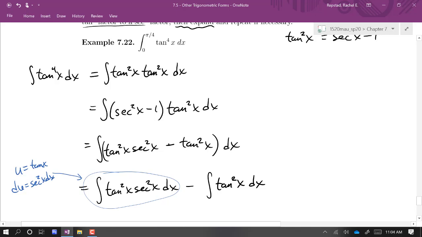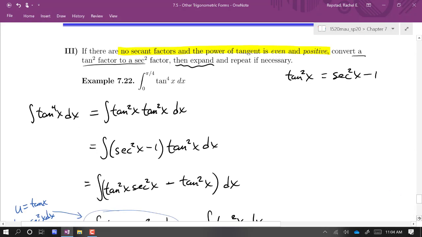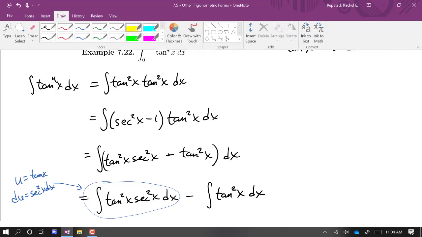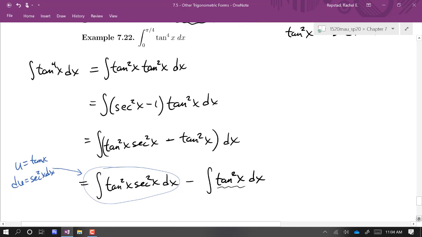The other integral, we have just an even non-negative or even and positive power on tangent. So we're back at the beginning here. It says if there are no secant factors and the power on tangent is even and positive, well, that's exactly the position we're in with the second integral. So we're going to do this again. Sometimes you have to repeat this process, but this factor of tan right here, I'm going to replace with secant squared x minus 1.